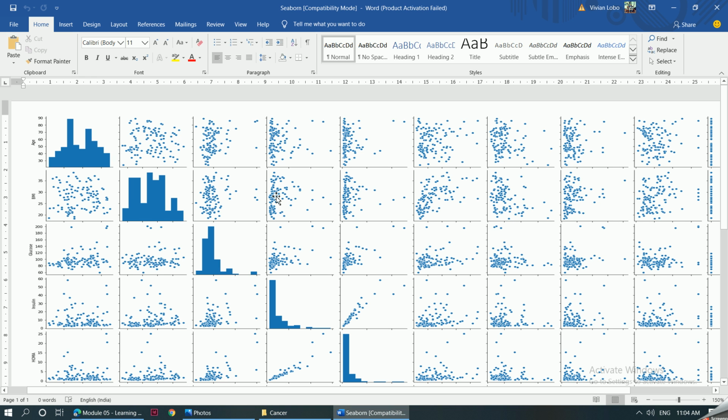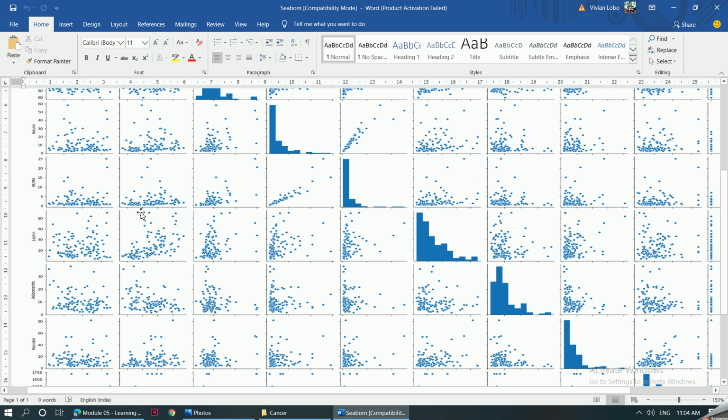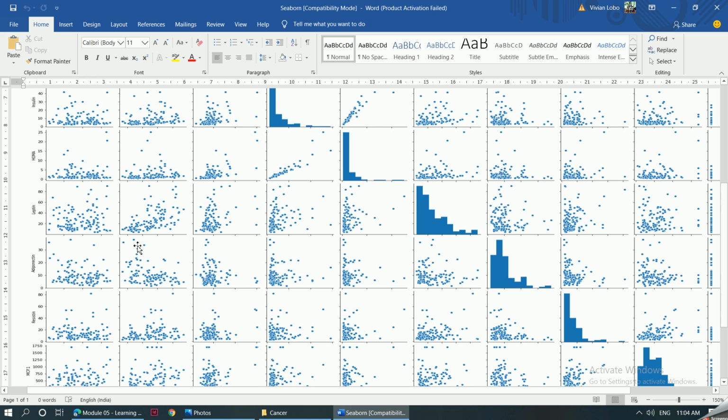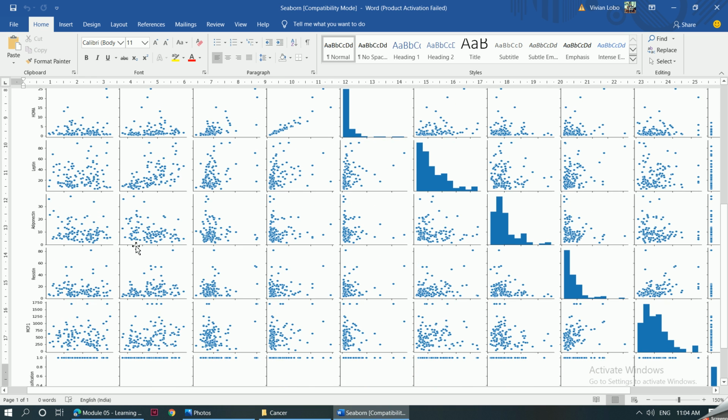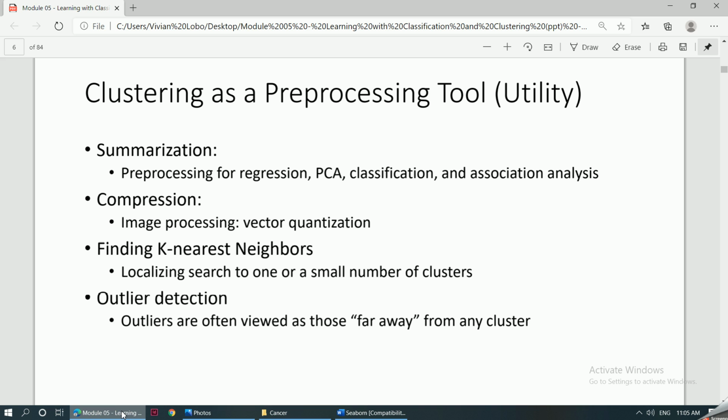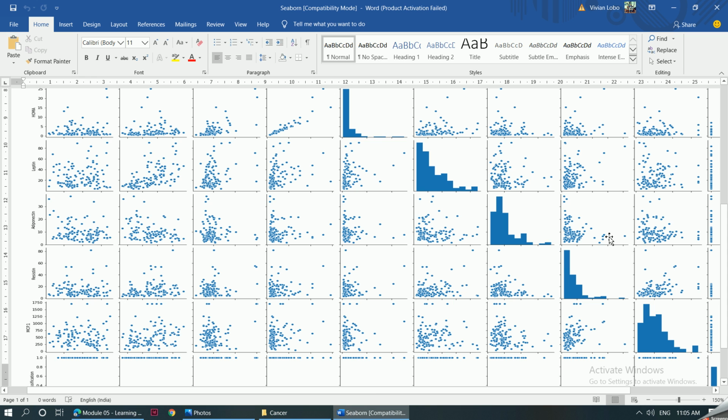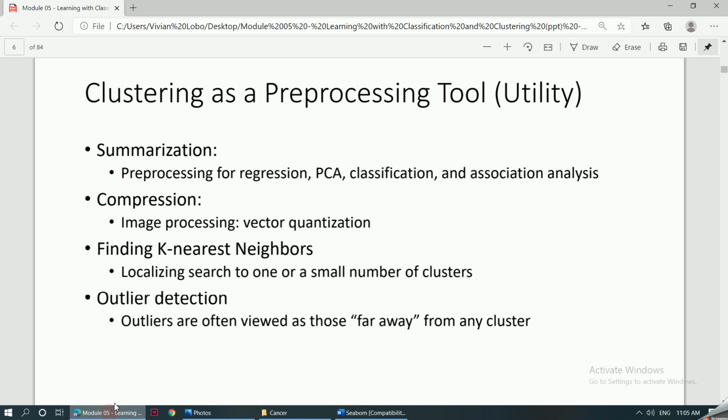So here if you observe, the data points which are not actually falling into that common cluster are called outliers. If I'm considering this portion to be one cluster, you can see there are some data points which are dispersed, and these data points may not be suitable for that cluster, and that is why they are called outliers. So outliers are often viewed as those far away from any cluster. If you're considering this to be a cluster, you can see these are outliers because they are lying far away from the cluster.